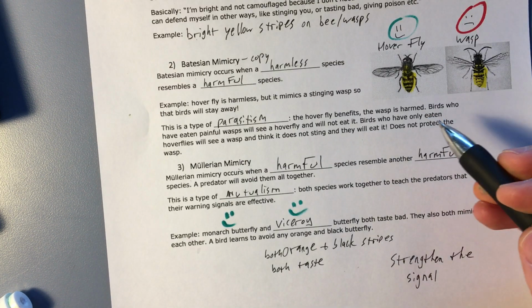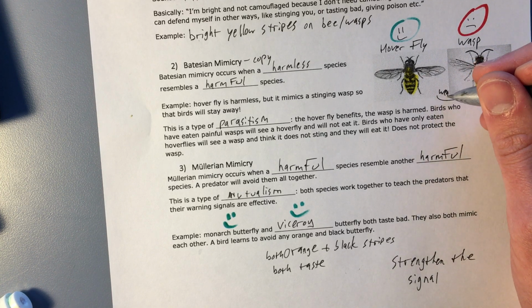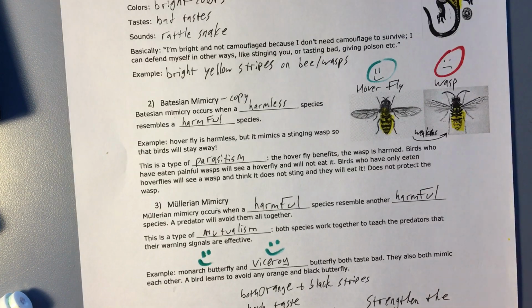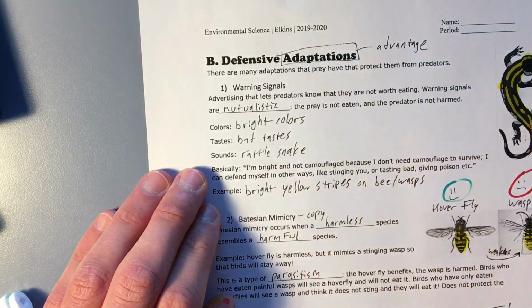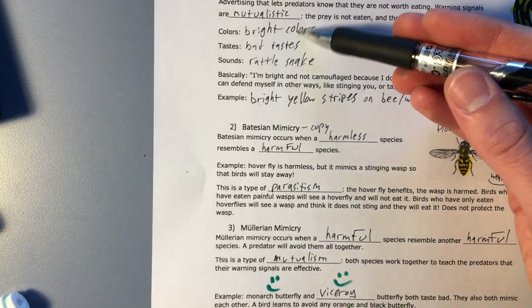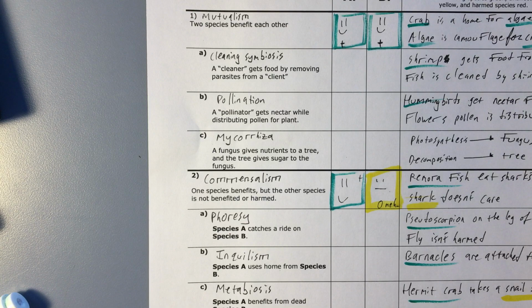Here, the hoverfly weakens the signal of the wasp. So these are all adaptations that prey use to defend themselves from predators, and you can describe them as mutualistic or parasitic according to the principles that we learned here with symbiosis.